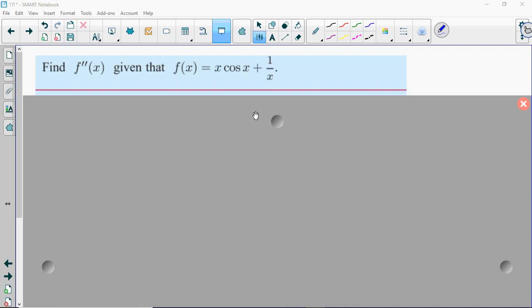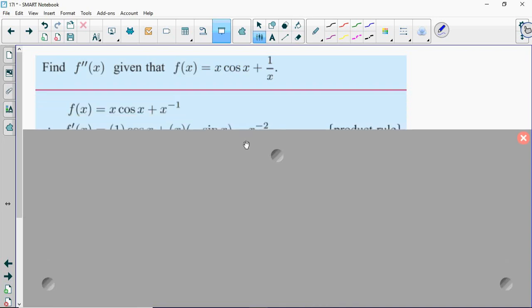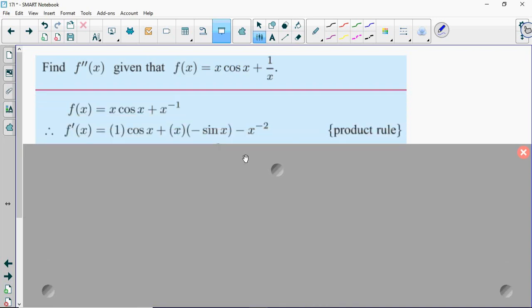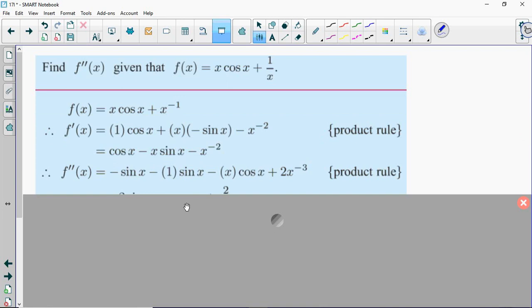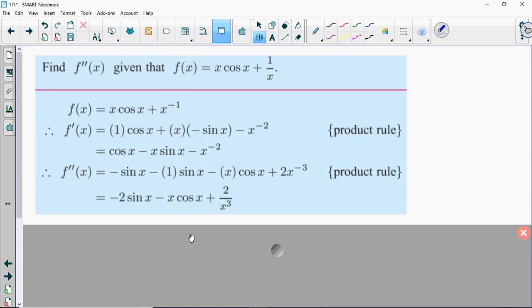Okay, so we're asked to find a second derivative. We just do it in two steps. First, we're going to find the first derivative using all the rules that we know, product, chain, whatever we need. So here we go. We simplify that. Great. And then to take the second derivative, we just take the derivative of this thing and we apply whatever rules we need to that. And in the end, we have an answer.